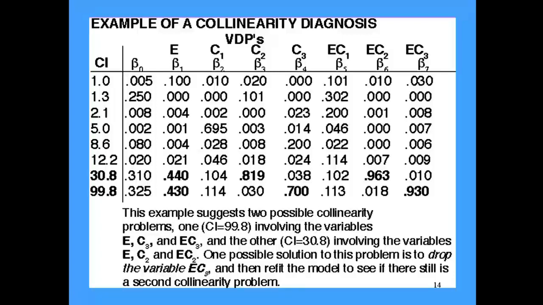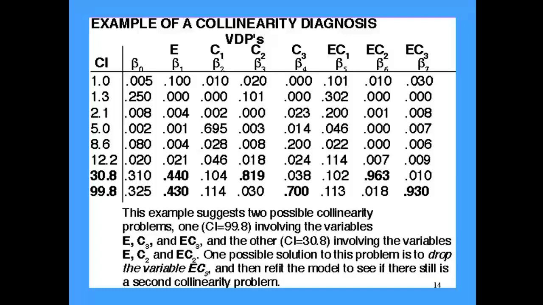Now suppose it turned out I drop EC3 and I refit the model with only seven. Will I get 30.8 with the seven as the largest condition index? Will I actually get 30.8 as the largest condition index after I drop EC3? Not necessarily, because I'm now fitting a different model. It's a different model. So it may be when I drop EC3, the largest one that's left is much lower than 30, and I've solved the collinearity problem. So that's the idea behind how you deal with collinearity.